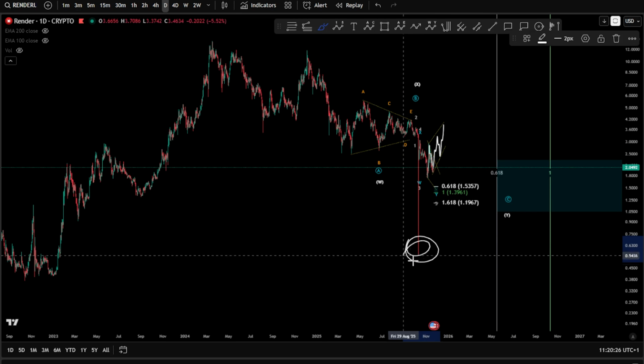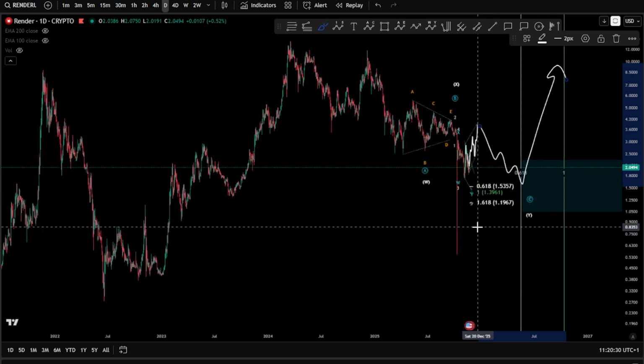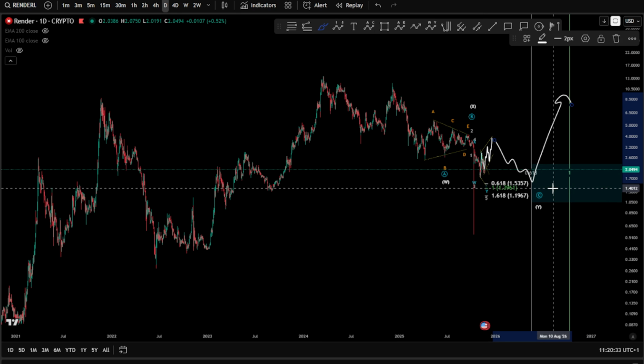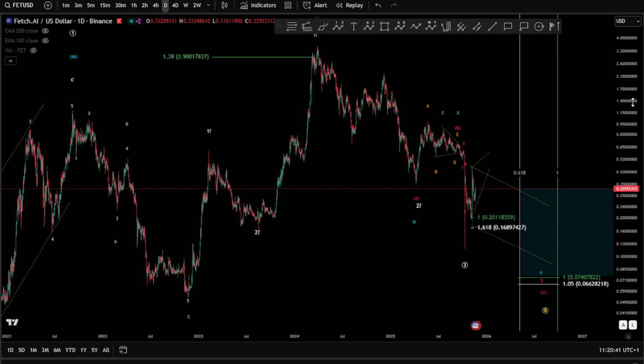Not necessarily again to take this low. Definitely we might finish up and then move towards a new bull run here for a new high for Render. Yep, so this is what I'm looking for in Render. We'll see what's going to happen. Let's move to FET here.